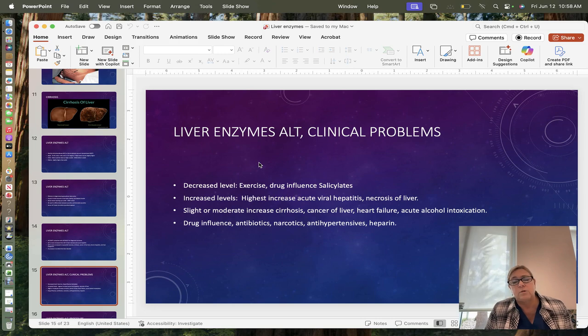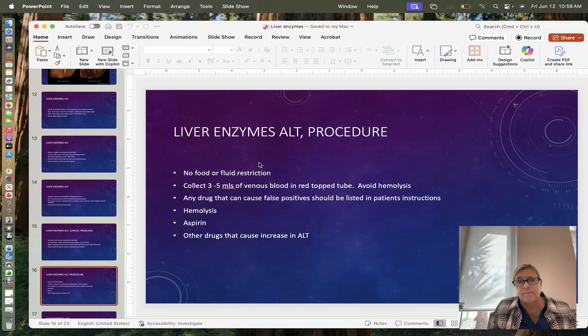like with cirrhosis. You can have slight or moderate increases with cirrhosis, cancer of the liver, heart failure. Yes, heart failure can, especially if it's left to right-sided heart failure and you get this hepatomegaly, and also acute alcohol intoxication. Drug influences, antibiotics, narcotics, antihypertensives, and even heparin can cause elevations.